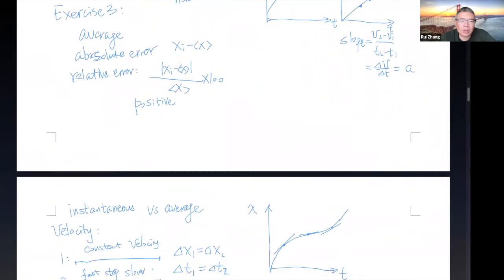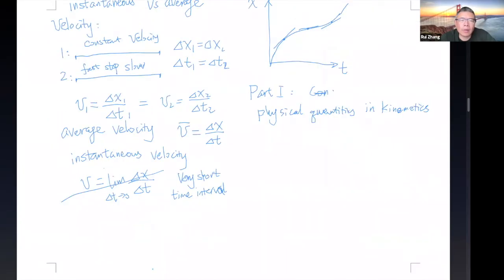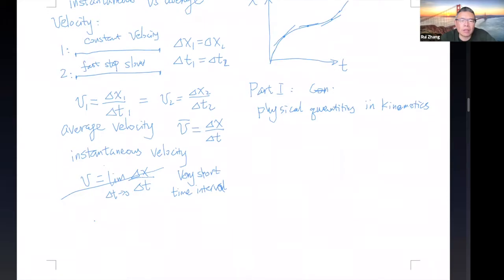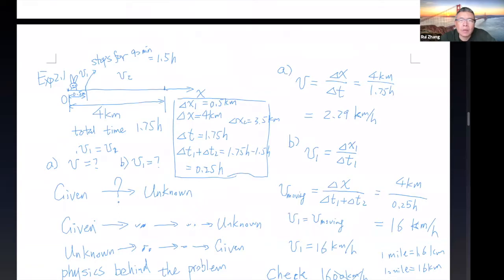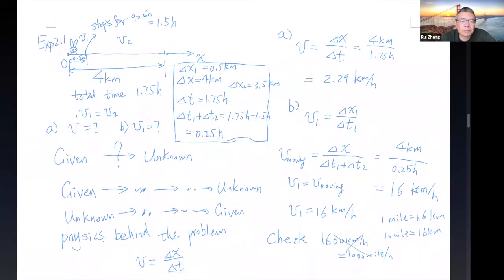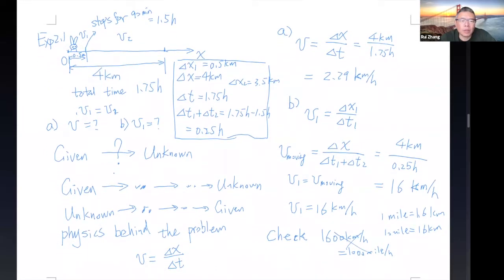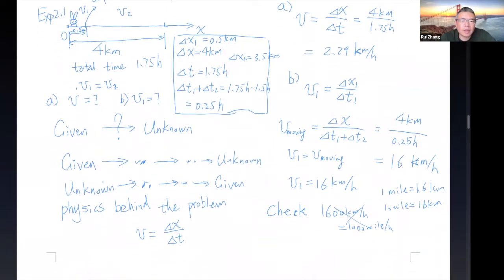Yesterday we talked about instantaneous velocity. As we said, essentially we just use a really short time interval for instantaneous velocity. And then we gave an example of solving a problem. To solve a problem, you can either start from what is given and go to what you want to find out, or you start from what you want to find out and connect back with what you're given.